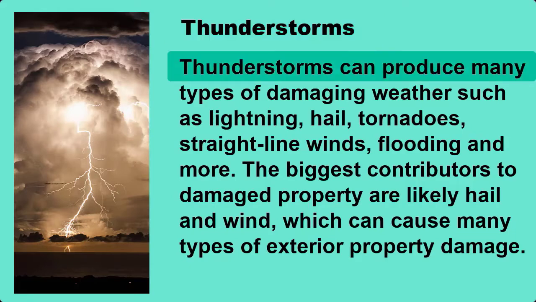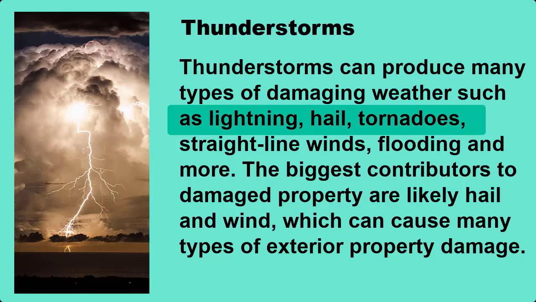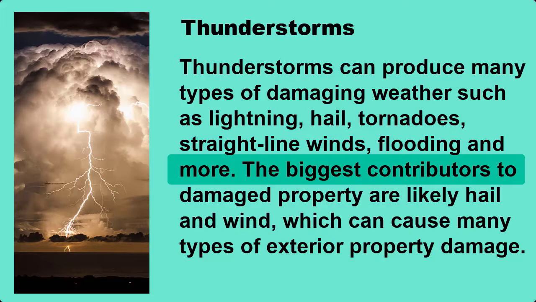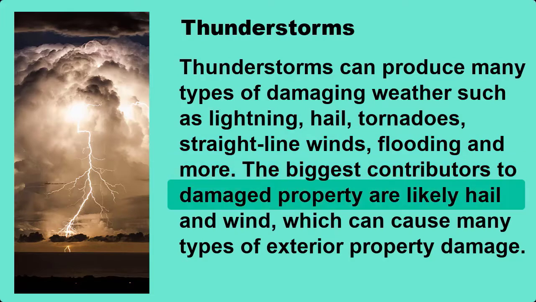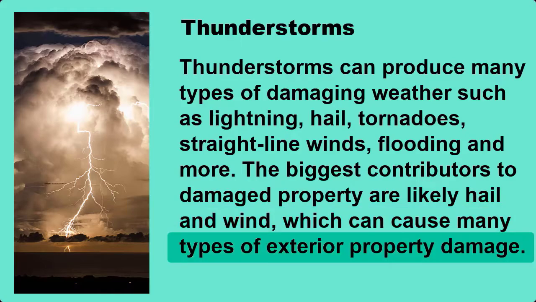Thunderstorms. Thunderstorms can produce many types of damaging weather such as lightning, hail, tornadoes, straight-line winds, flooding, and more. The biggest contributors to damaged property are likely hail and wind, which can cause many types of exterior property damage.